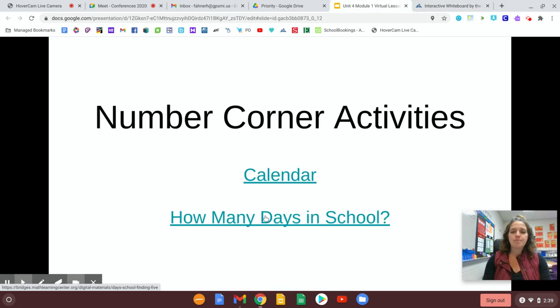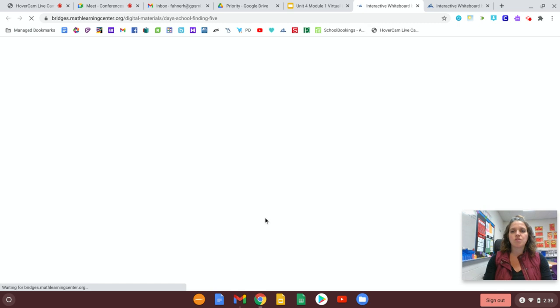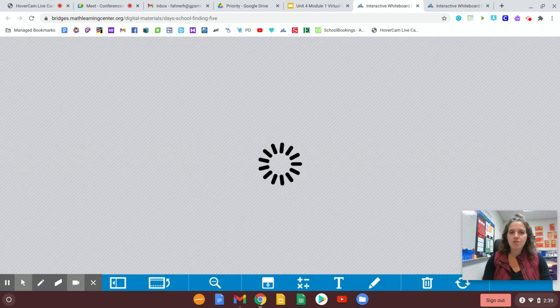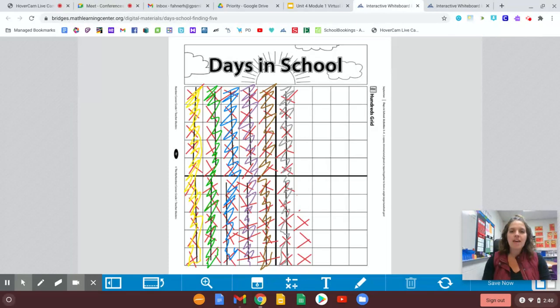Let's go back and see how many days in school. It's been kind of tricky because we had Wednesday off, and then we had 2 half days, then we had a full day today, and another half day tomorrow. Let's take a look at our days so far in school. We're going to first count by 5s. Remember, this is 5 up to that black line, and then another 5. So we're going to go ahead and count by 5s. And when we don't have any more 5s left, we'll just count by 1s.